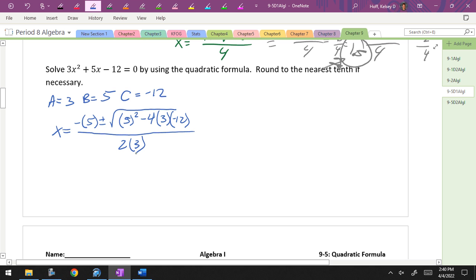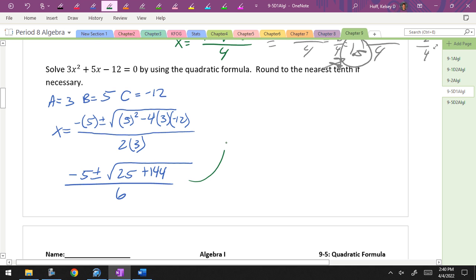Okay. So negative 5 plus or minus the square root of 5 squared, 25. Negative 4 times 3 times negative 12. Positive or negative? Over 6. What's 25 plus 144? 169. Is that a perfect root?